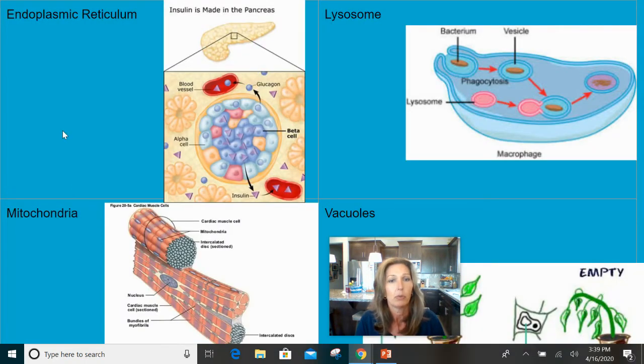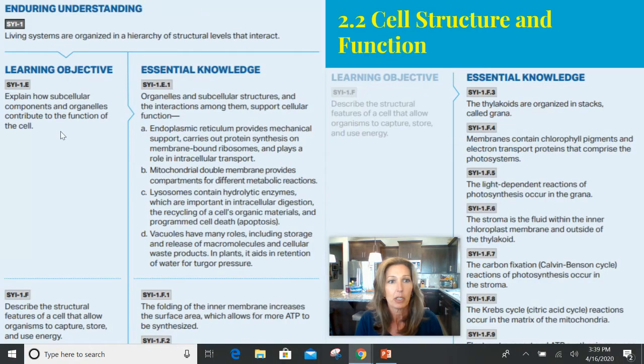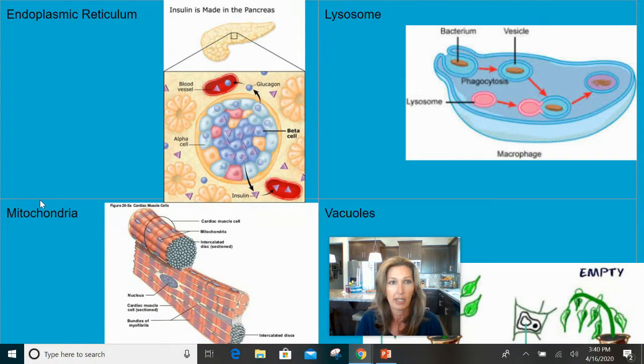Now, one of the concepts they need you to understand is how different cells have different functions based on these components. So what I did for you is I just want to talk to you about different cells that have high concentrations of endoplasmic reticulum, or different cells in our body that might have high concentrations of mitochondria, and just what that's going to do and how that's going to change.